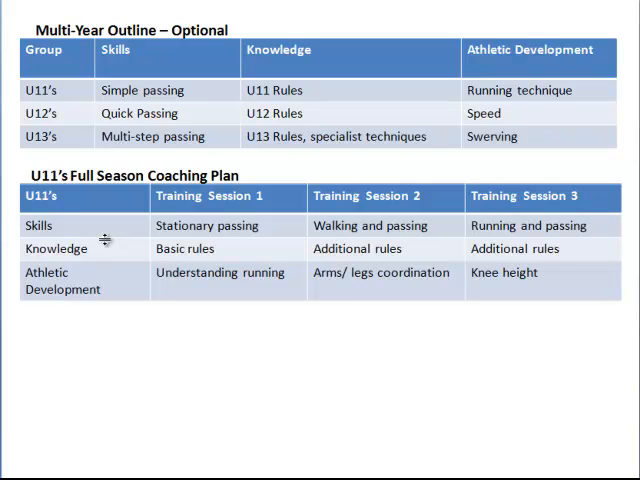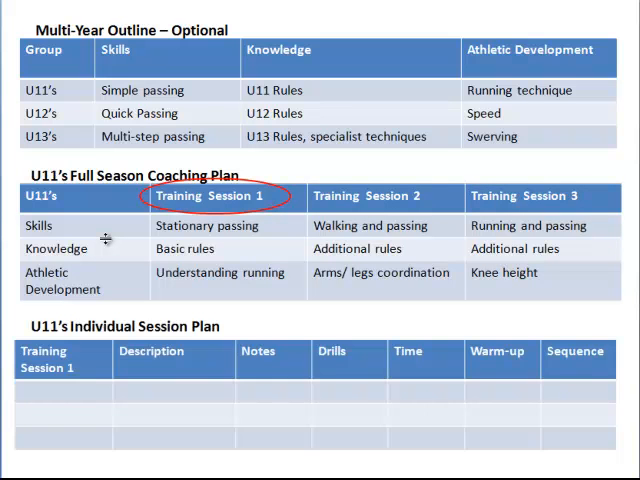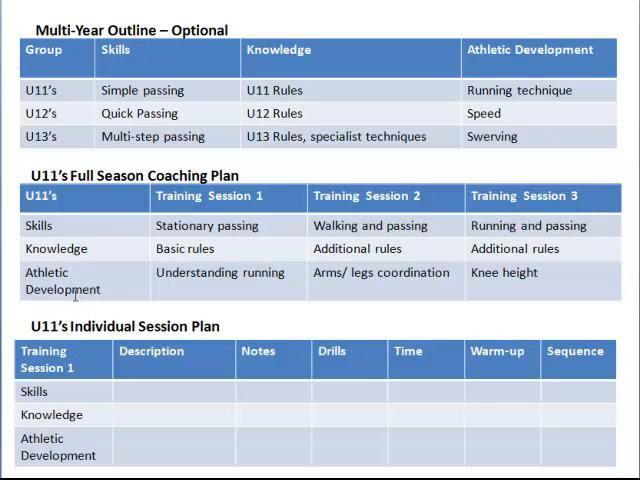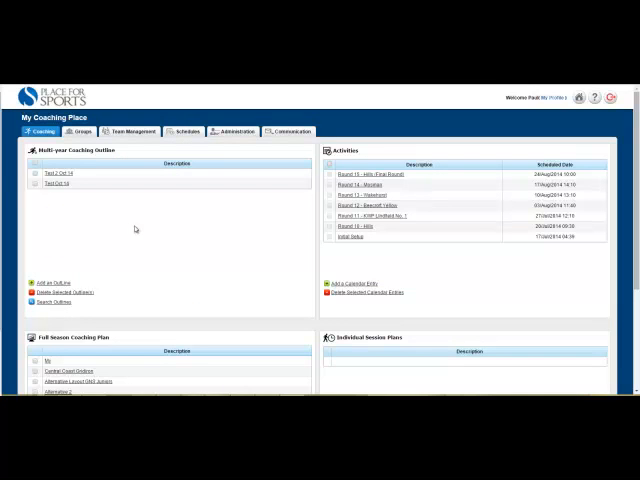Now let's go into an individual training session plan and go with number 1. You can see first of all that the headings will come across automatically, and the high-level description that you've put in will also be copied across automatically. You can then set up the detail of the drills you run, the time it will take, and the sequence in which you wish to operate. As you can see, quite a simple structure for you to follow. Now let's have a look and see how that works in the system.